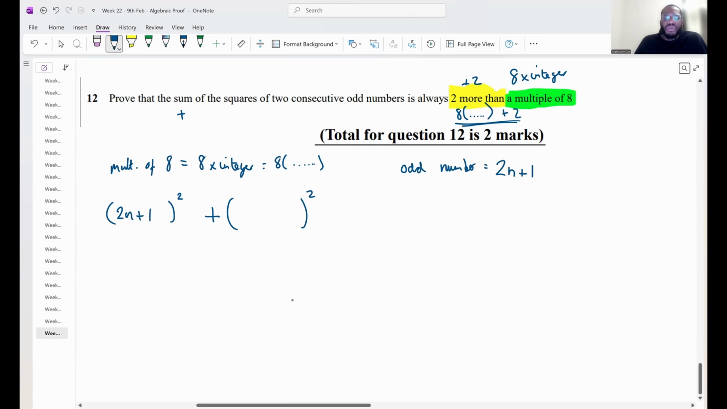Now it says consecutive. So what do we do from here? What would the next odd number be? Let's use a number line. We've got one, two, three, four, five. How did we go from one to three? We add two. To go from a three to a five, we add two. So what do we do to get the next odd number?